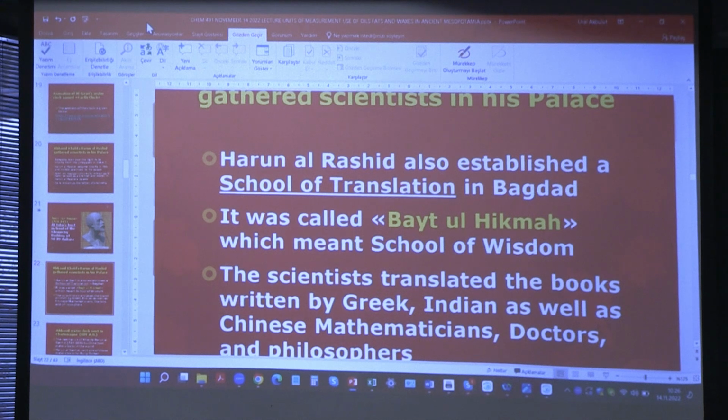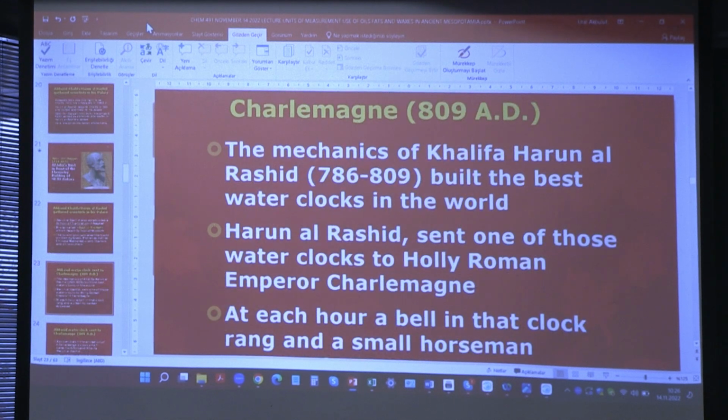And they translated books from Greek, Indian, and also Chinese. Mathematicians, doctors, philosophers, chemistry, whatever they found, they translated. That's how, during the Caliphate times, the scientists became famous, and they wrote many books after they learned what happened before them. They read all the books, and their knowledge was enough to write new books, because they created new.